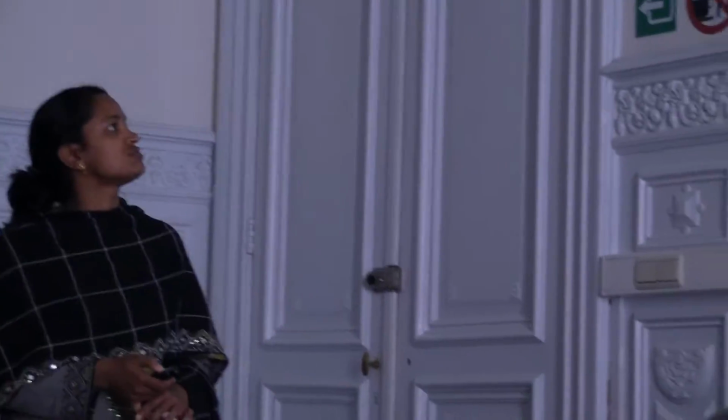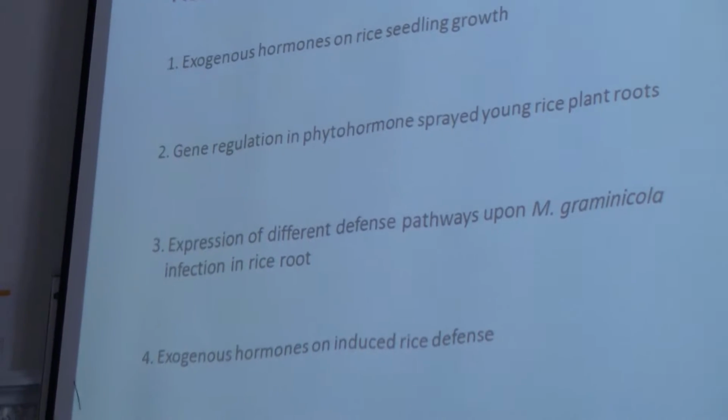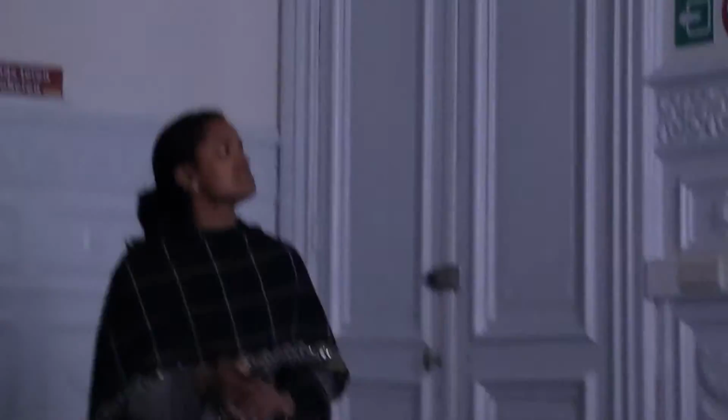The following part of my presentation is outlined under the results of 4 experiments. The first experiment will focus on the effect of exogenous hormone treatment on rice seedling growth. Gene regulation analysis in phytohormone-sprayed young rice plant roots was studied in the second experiment. The third experiment was on the expression analysis of different defense pathways upon Meloidogyne graminicola infection in rice root. And finally, we studied the effect of exogenous hormones on induced rice defense against Meloidogyne graminicola.